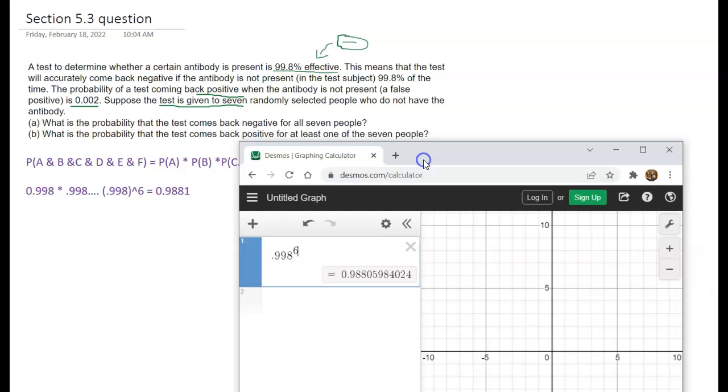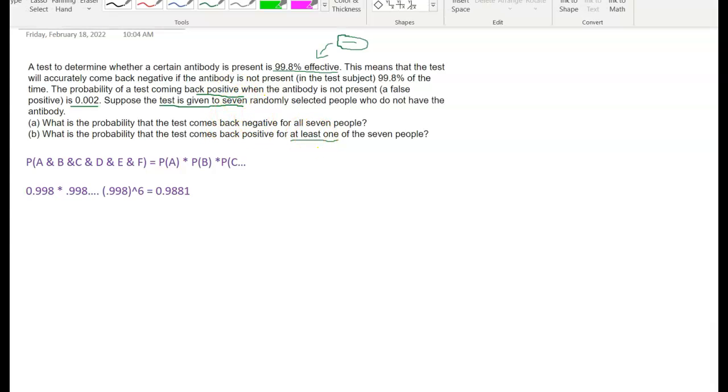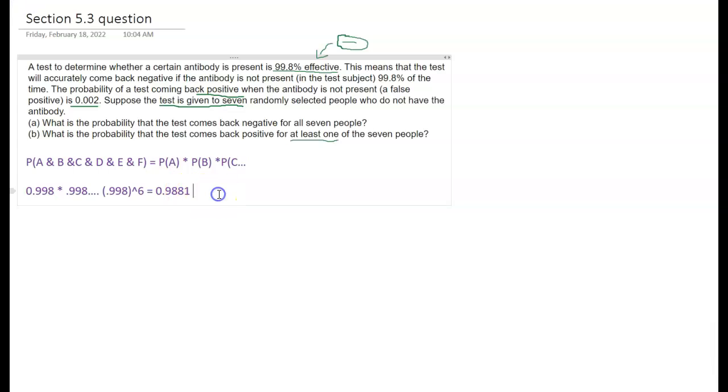Now, what about the test for at least one of the 7 people? So these at least one problems basically require you to do a trick. Because at least one could be the probability that 1 is correct and 6 are incorrect, or 2 are correct and 5 are incorrect, or 3 are correct. So that's a lot of problems to do when it's at least one. But there's a trick. And the trick for at least one is to remember the complement rule.